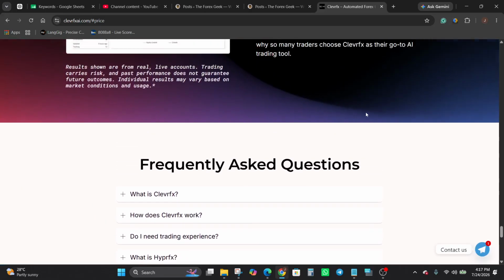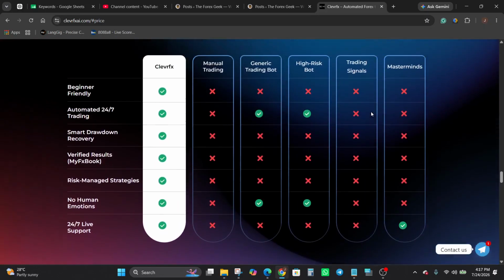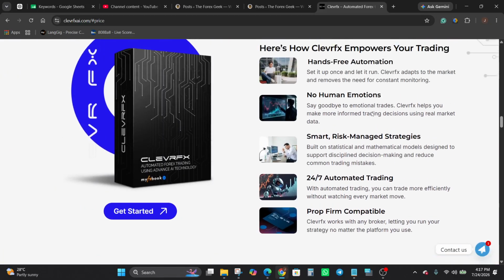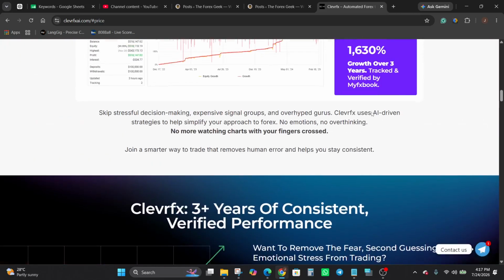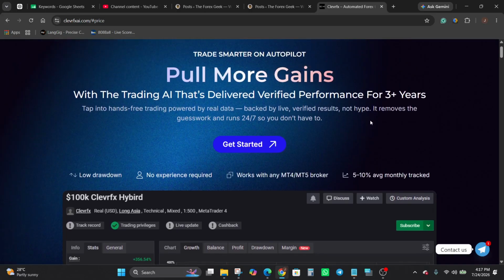So in conclusion, Clevrfx offers a comprehensive feature set for both MT4 and MT5 traders, featuring built-in risk controls like spread filtering, equity protection, and multi-year MyFXBook tracking. Even though I would have actually loved to have the link to the actual MyFXBook page. It may appeal to traders seeking an automated trading tool on MT4 and MT5 who value risk management features and multi-account licensing options. However, no expert advisor is universally suitable for every trader or every market environment.